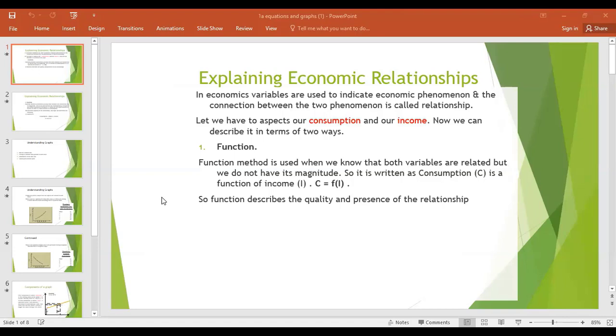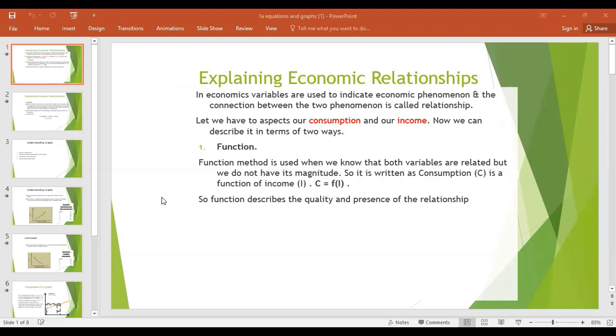Okay, so let us give an example of consumption and income. We can describe these two behaviors, two phenomena, in two ways. First is called function. A function is like an engine. We don't know what's happening inside, but when you give some input, it gives you some output. Just like a calculator. We don't know what's inside the calculator, but when we press 2 plus 2, it gives us 4.